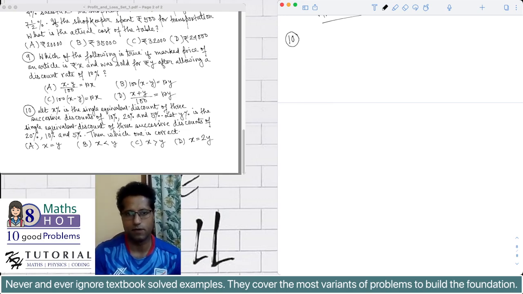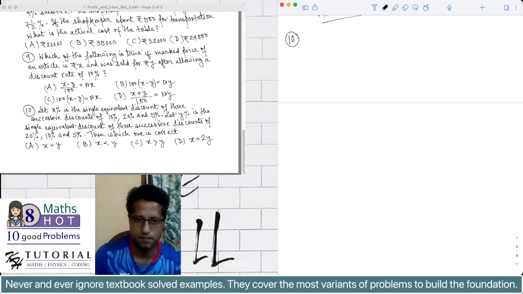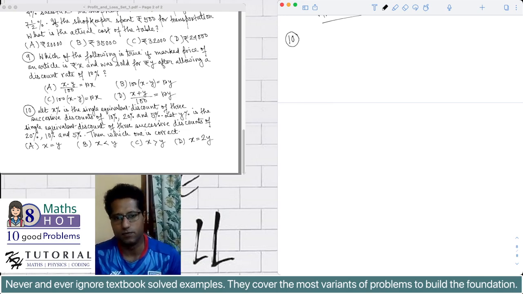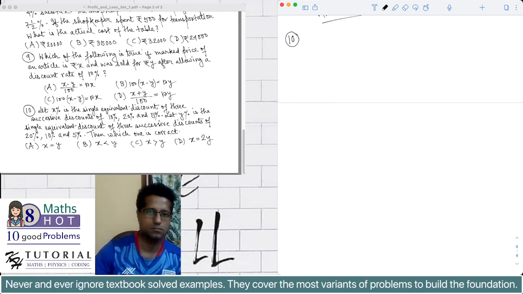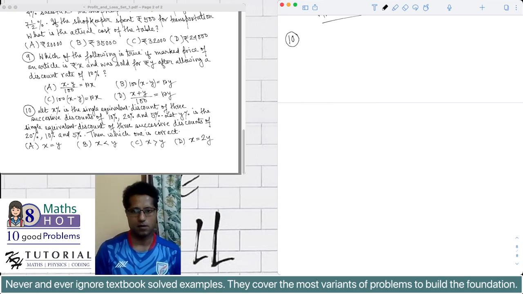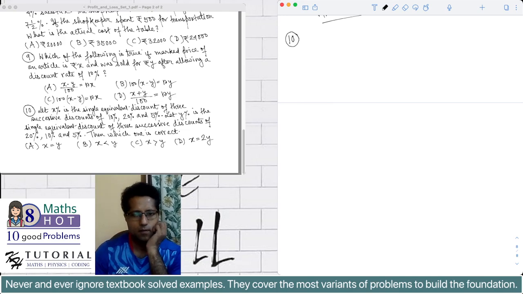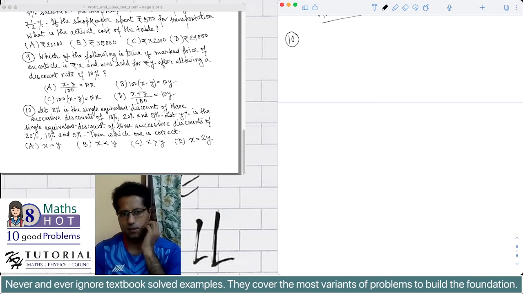Now to find X, we have to find the single equivalent discount of the three successive discounts of 10%, 20%, and 5%. Similarly, we have to calculate Y. Finally it asks whether X is equal to Y, X is less than Y, X is greater than Y, or X is equal to 2Y. We can easily find X and Y, but I am thinking whether it is necessary to actually find X and Y.